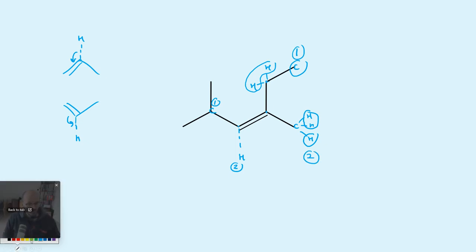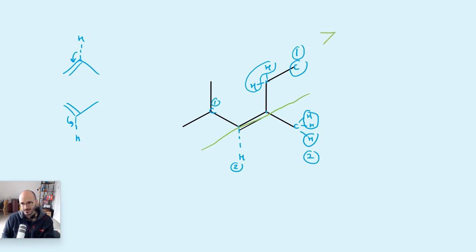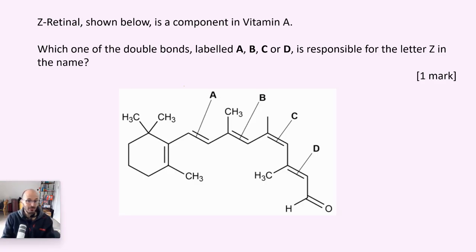And then you can do the same as before, so you draw a line here across the double bond. And we can see that the top priority groups are on the same side of the double bond, so this is Z. Okay. Perfect, so then maybe you want to pause the video now and try A. I'm going to go ahead.